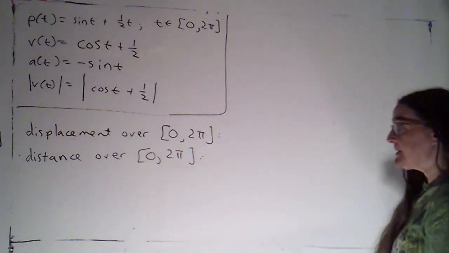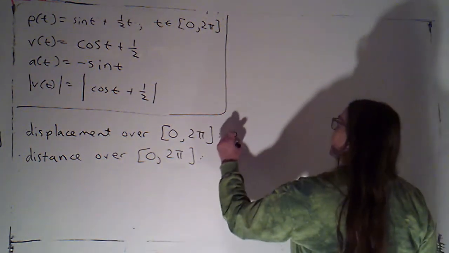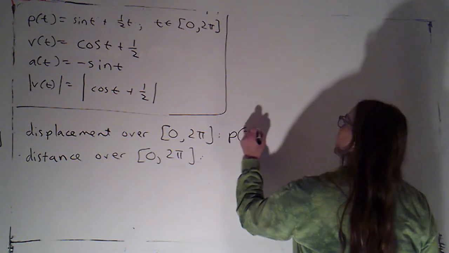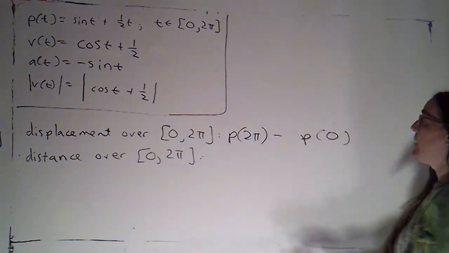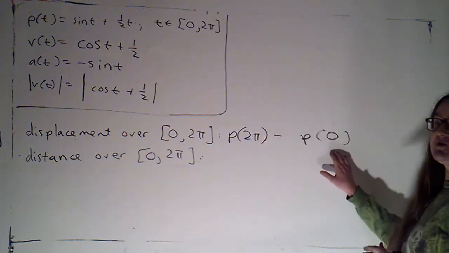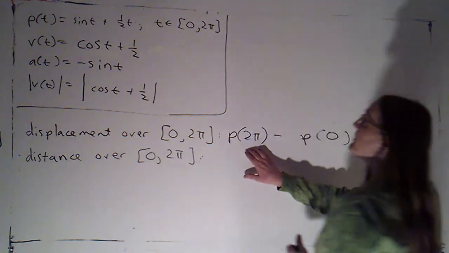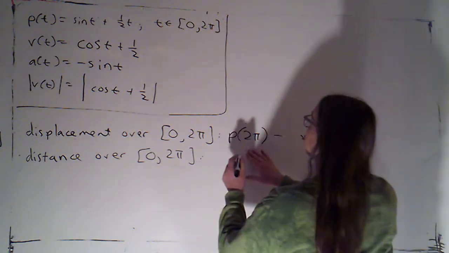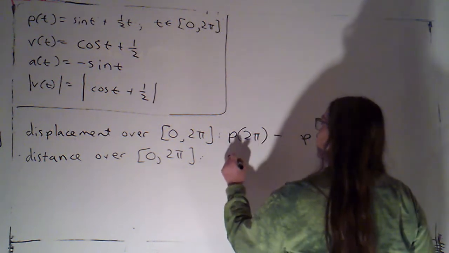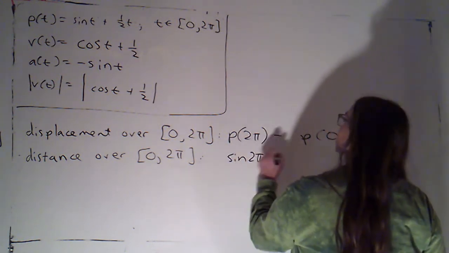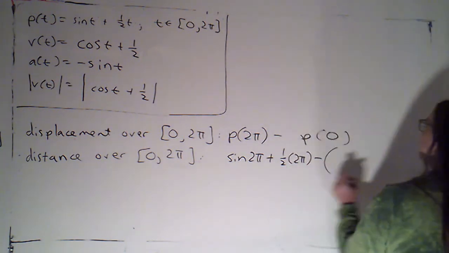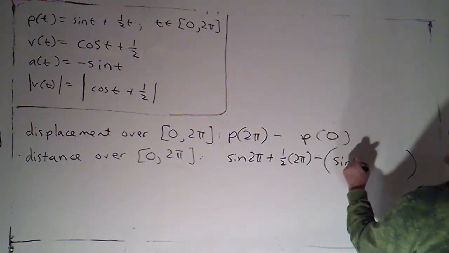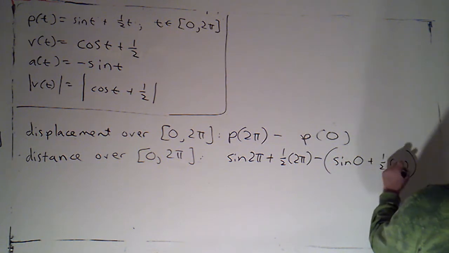Now, for displacement, remember we said that's just a subtraction problem. So we're going to calculate our position at 2 pi and subtract our position at 0. Ending position minus starting position. The position at 2 pi is sine of 2 pi plus 1/2 of 2 pi minus the position at 0 is sine of 0 plus half of 0.